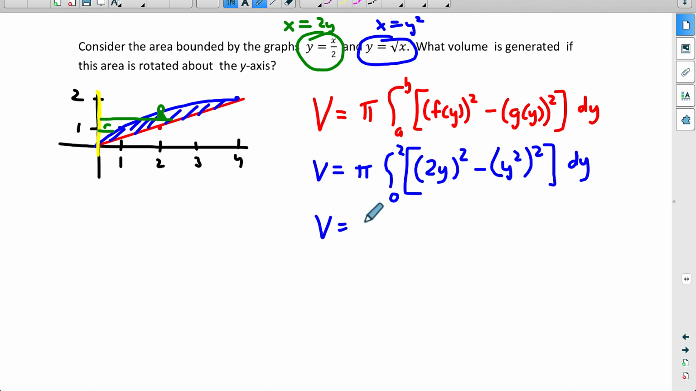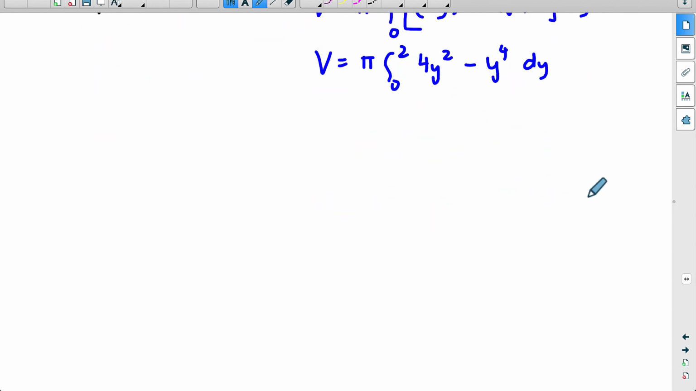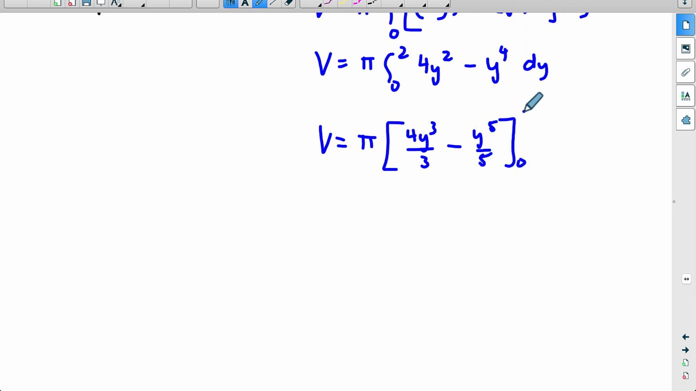Okay, so let's simplify that. 2y all squared is 4y squared, minus y squared squared is y to the 4th, and we're going to integrate this. Oh good, not as bad as last time. V equals pi times the integral, so 4y squared becomes 4y cubed over 3, minus y to the 5th over 5, from 0 to 2. The 0 is going to be lovely. We just have to plug 2 in here.